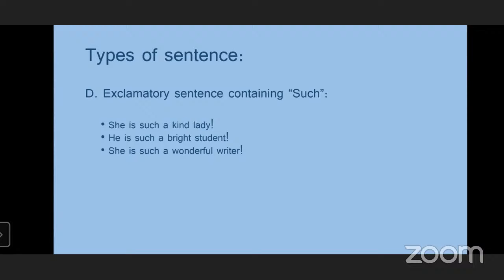She is such a kind lady. He is such a bright student. She is such a wonderful writer. By looking at this, you will see the exclamation mark, so you have to come to know that these are exclamatory sentences. Next slide, please.